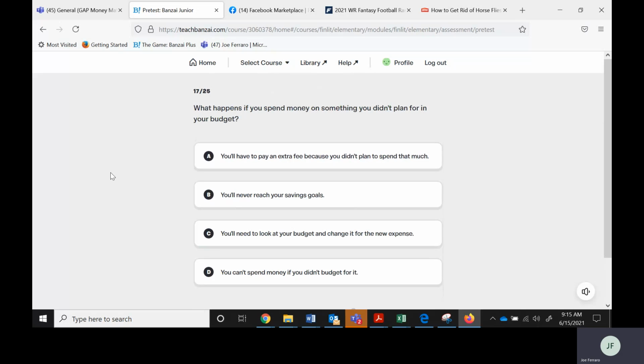Seventeen, what happens if you spend money on something you didn't plan for in your budget? A, you'll have to pay an extra fee because you didn't plan to spend that much. B, you'll never reach your savings goals. C, you'll need to look at your budget and change it for the new expense. Or D, you can't spend money if you didn't budget for it.